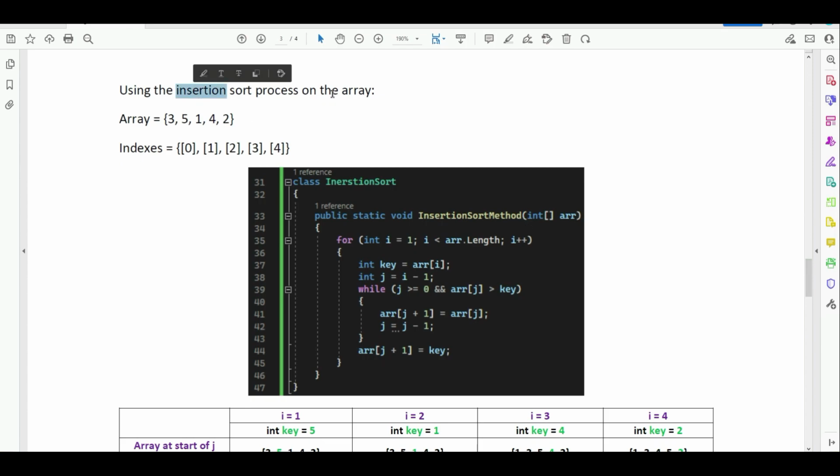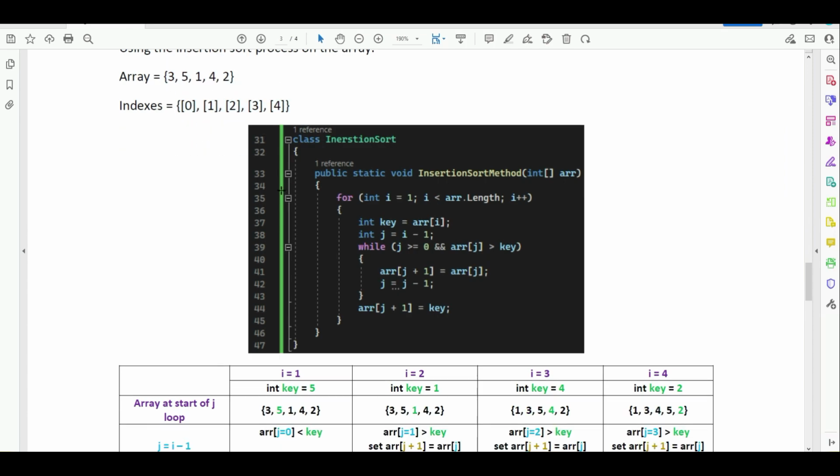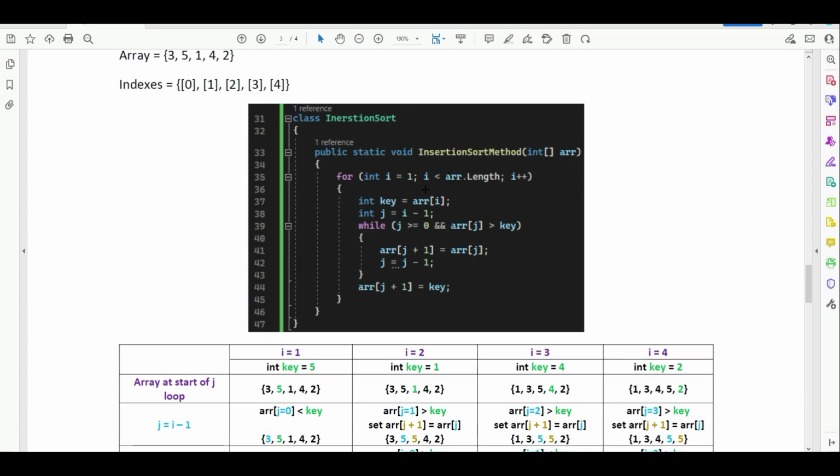So then we have the insertion sort process here. We're looking at this same array, which has the same indexes here. This is the insertion sort method, which is a little bit more complicated than the bubble sort that we were looking at above. Now we're using this key right here, which we are setting equal to this array element, which we're starting at index 1, which will be our value of 5.